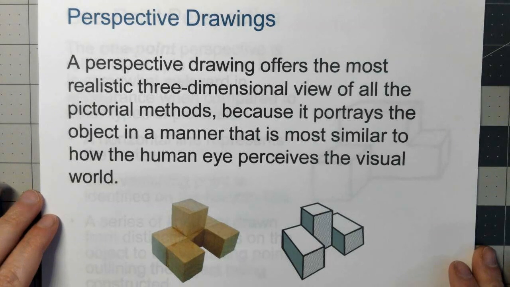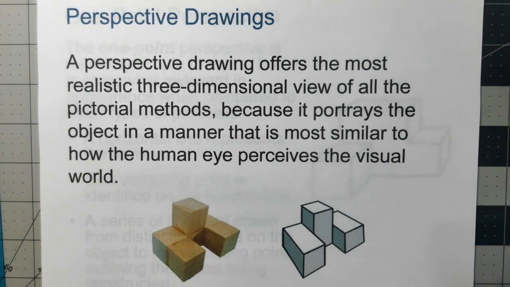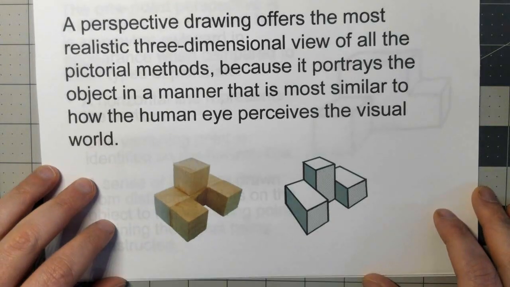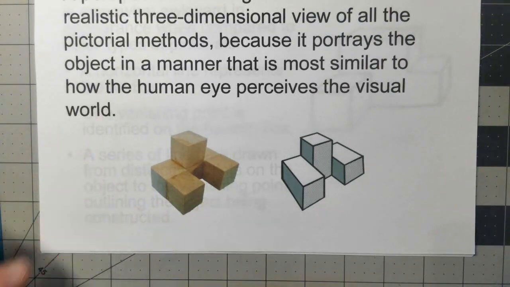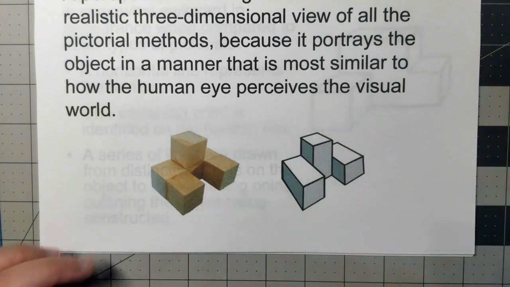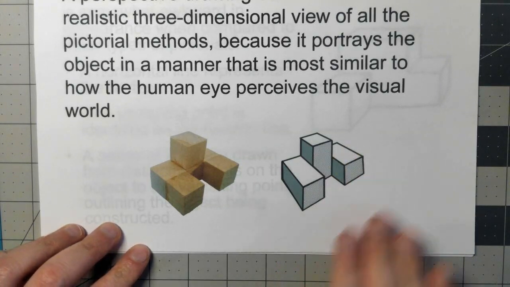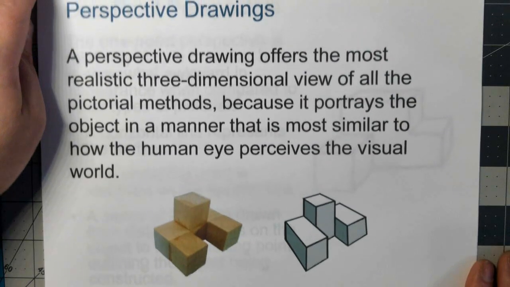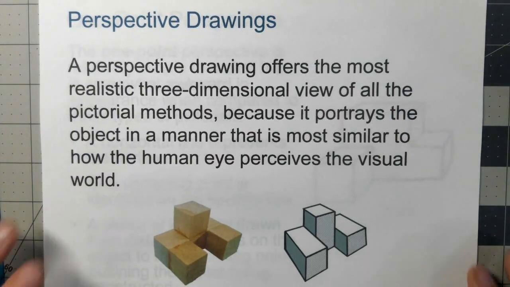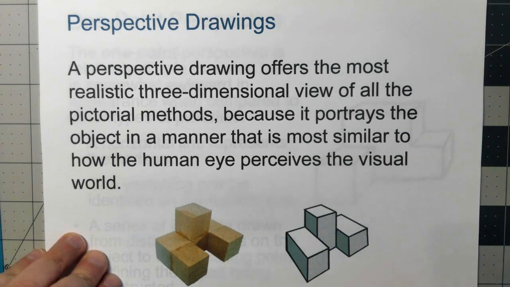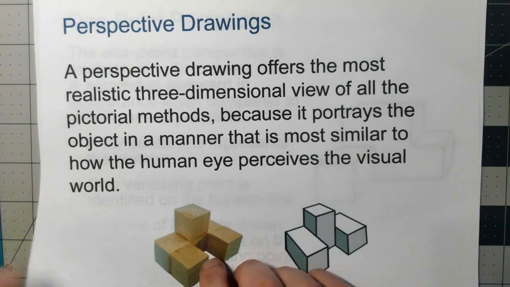A perspective drawing offers the most realistic three-dimensional view of all the pictorial methods because it portrays the object in a manner that is the most similar to how the human eye perceives the visual world. So here we have an example of a puzzle block, and we can see in the perspective drawing, that's how you might actually see it if it was in front of you. You can see that the front of the object is slightly larger while the back of the object gets a little smaller. So that is essentially what a perspective drawing is. It's showing the object and how we might see it with our eyes in front of us.